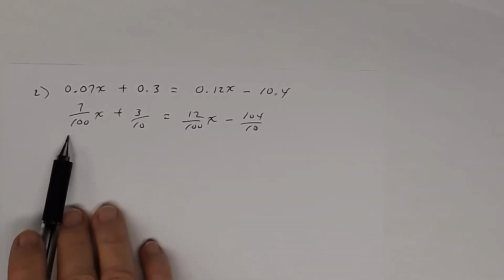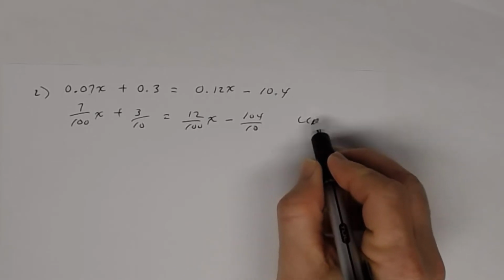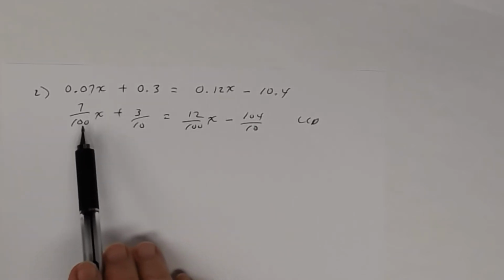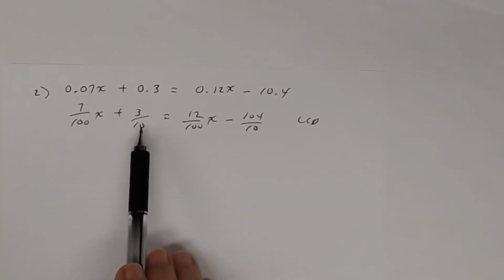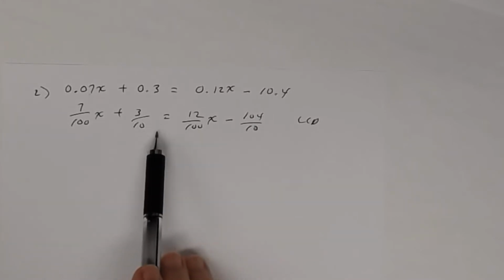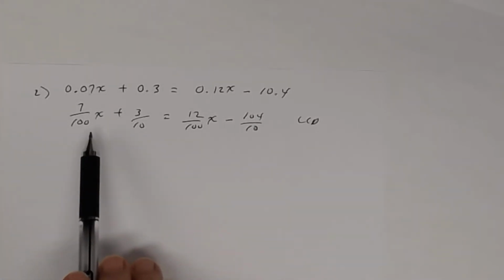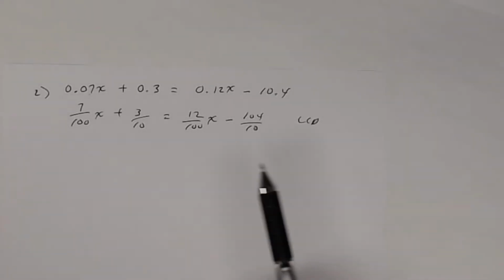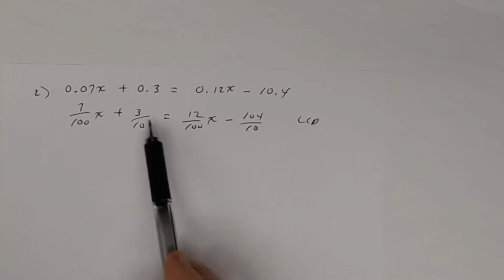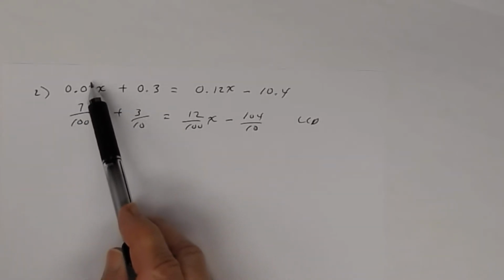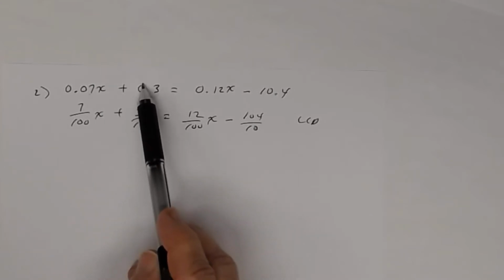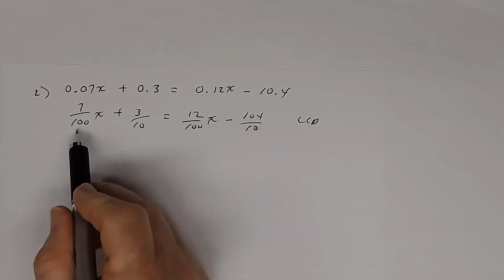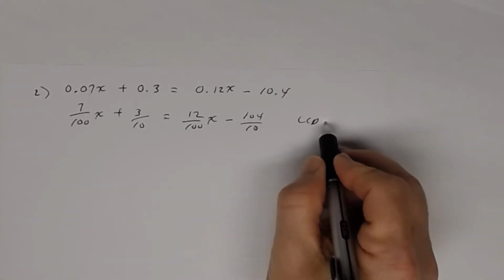All right, and so now we're going to find the LCD. Now remember, whenever you're changing decimals to fractions, notice the denominators will be multiples of 10. 10, 100, 1,000, 10,000, and so on. But it's always going to be multiples of 10 because that's how we read decimals. Tenths, hundredths, thousandths, ten-thousandths, and so on. Okay? So here the LCD, the smallest number that 10 and 100 go into, is 100.